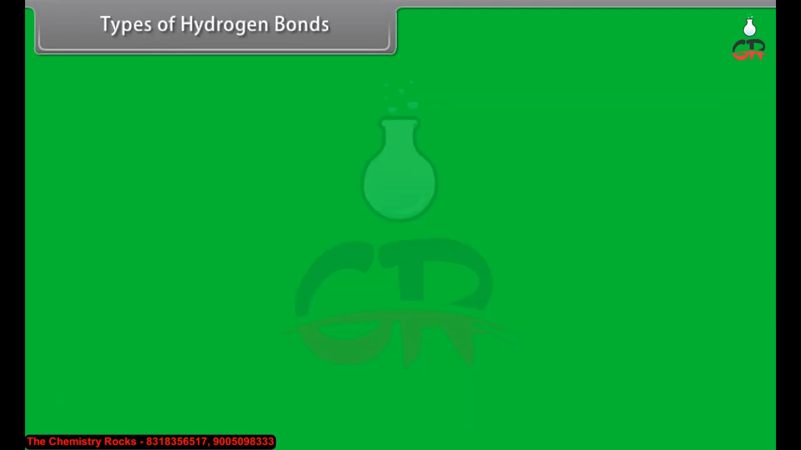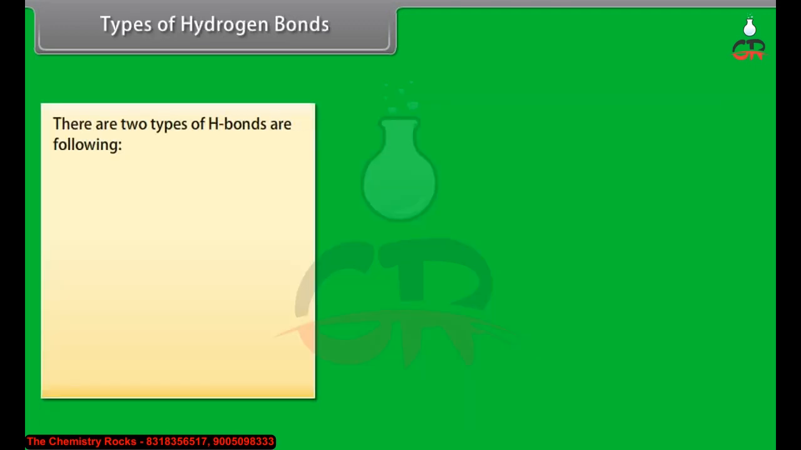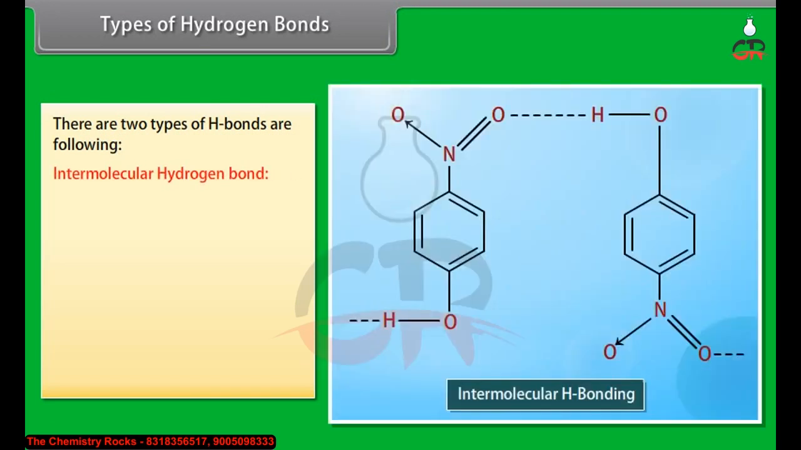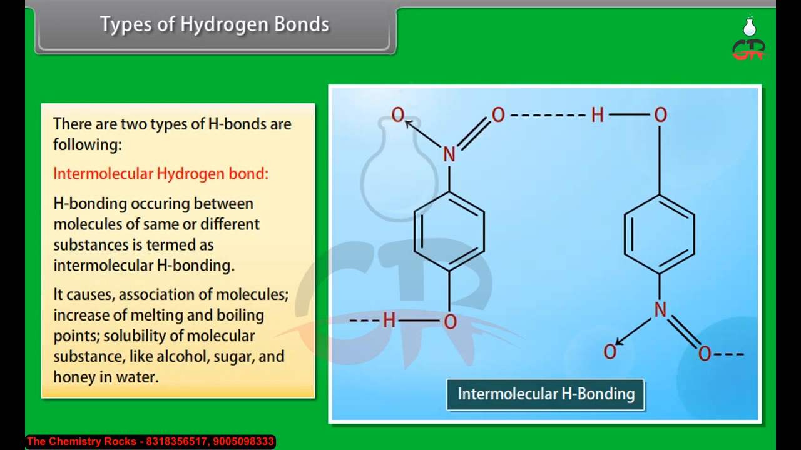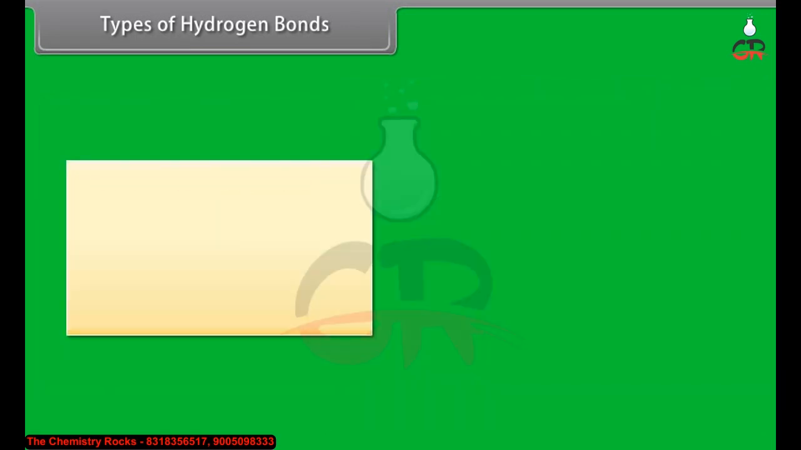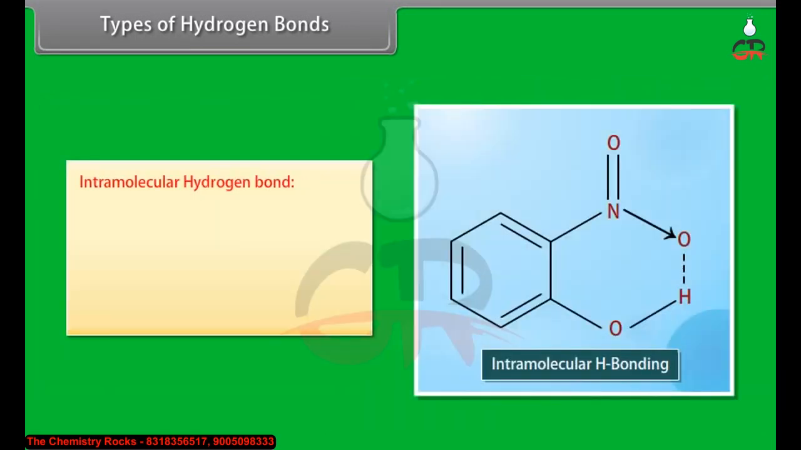Types of hydrogen bonds. There are two types of hydrogen bonds as follows. Intermolecular hydrogen bond. Hydrogen bonding occurring between molecules of the same or different substances is termed intermolecular hydrogen bonding. It causes association of molecules, increase of melting and boiling points, and solubility of molecular substances like alcohol, sugar and honey in water.